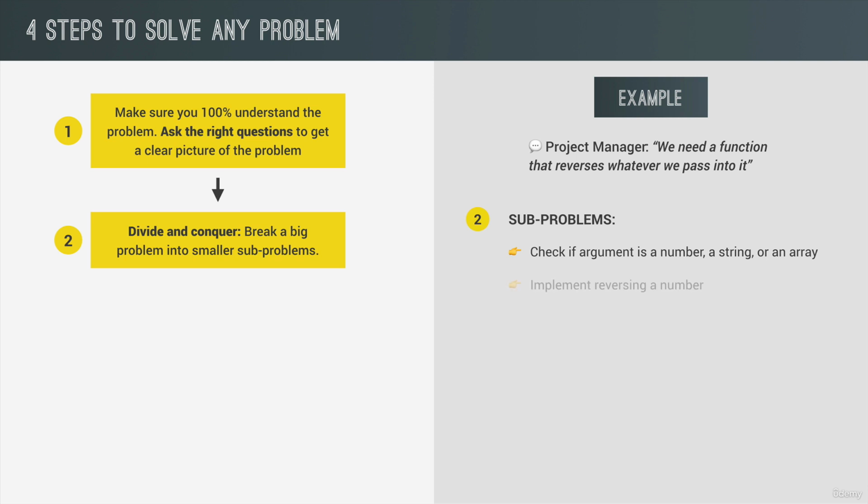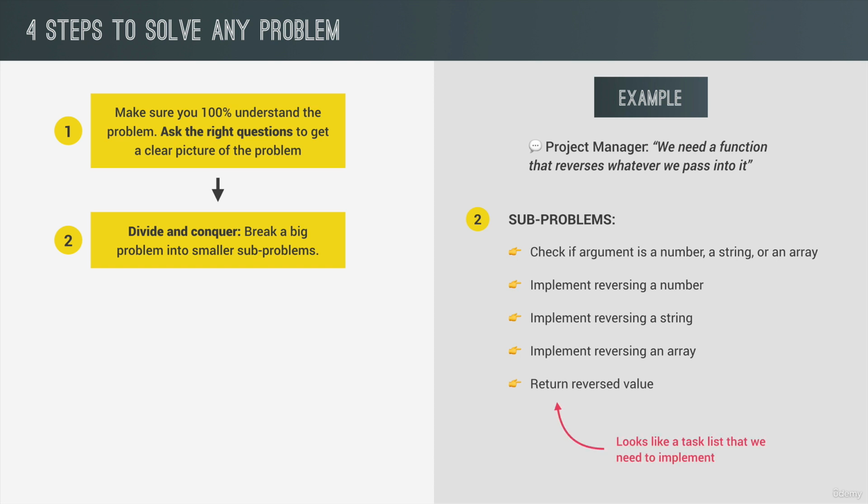The next subproblem is to implement reversing a number, then implement reversing a string, and then implement reversing an array, so that we are ready to deal with whatever is passed into the function. Finally, we then also need, of course, to return the reversed value. So these are our subproblems, and they kind of look like a task list that we now need to go ahead and implement.